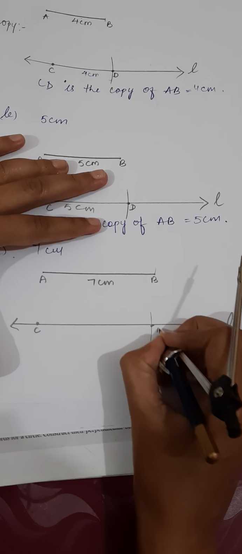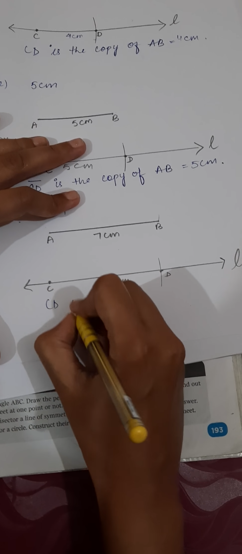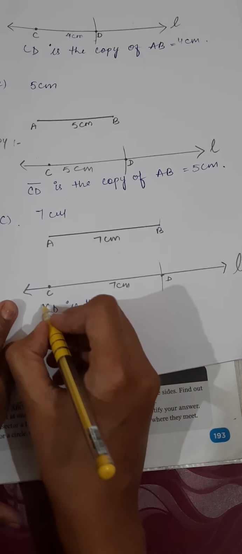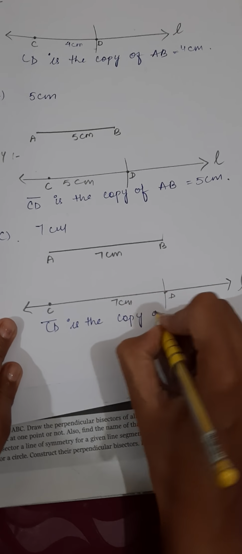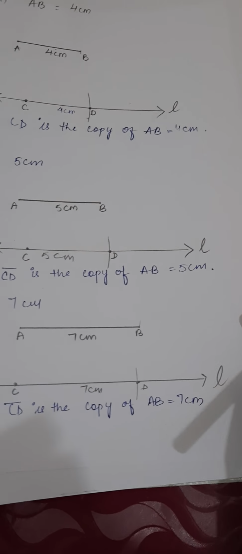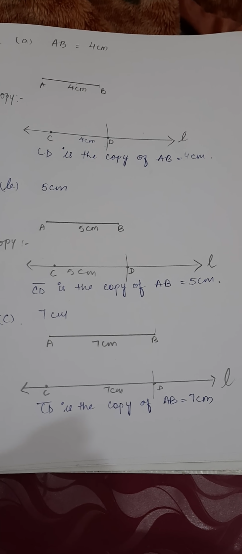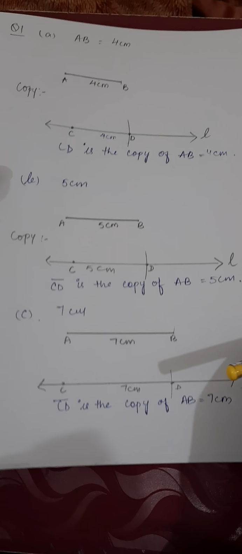This intersection point is D, which is 7 centimeters. So you can say CD is the copy of AB, which is 7 centimeters. And this is your question number 1. This complete is your question number 1. Okay. Now let's move to question number 2.